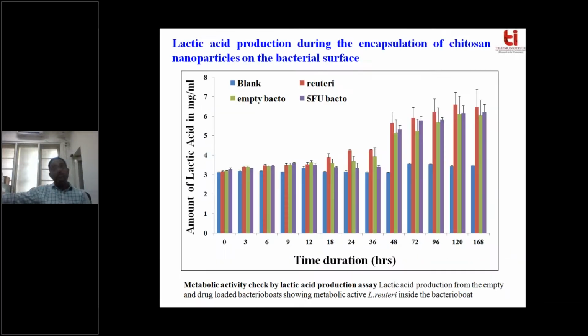Now, we also further confirmed the metabolic activity of the bacteria using some other parameters. So we are dealing with Lactobacillus, which is known to produce lactose.